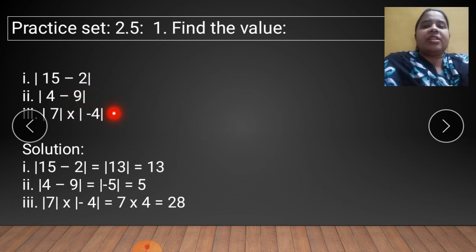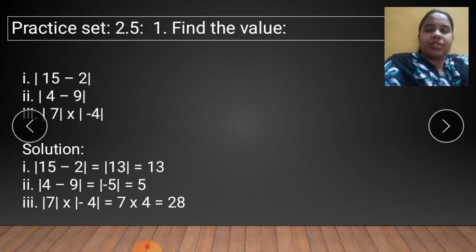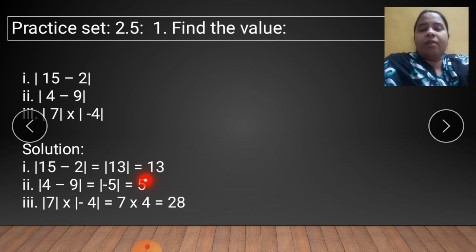Mod of 4 minus 9. The answer is negative, minus 5. But when it comes out, it will become minus of minus 5 actually, which is plus 5. This is what I was explaining in the previous slide. Whether the number is positive or the number is negative, when it comes out of the mod sign, the answer is always positive. Correct?